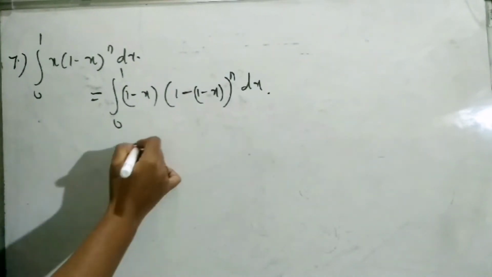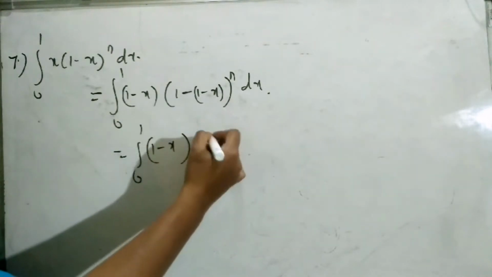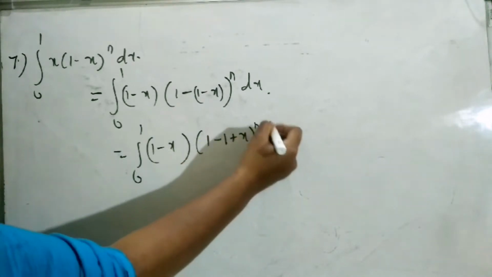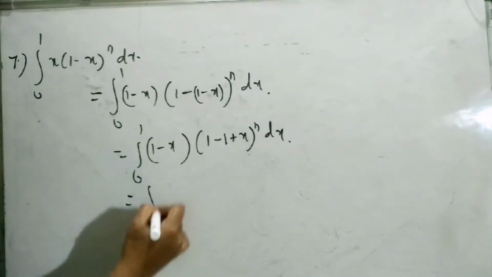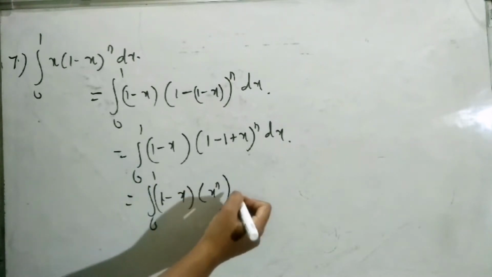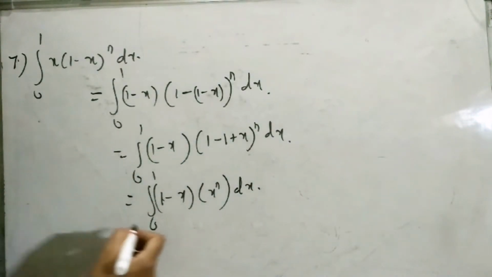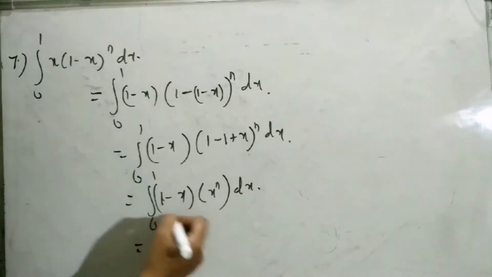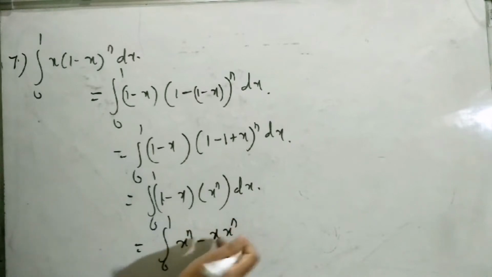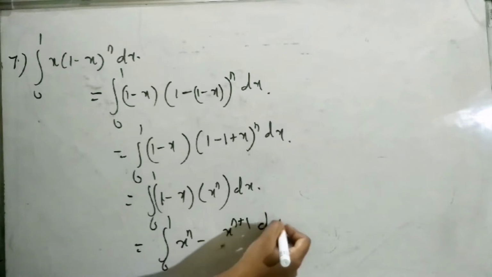And this is equal to integral 0 to 1 minus x into, open that bracket, then 1 minus 1 plus x all raised to n dx. This is equal to integral 0 to 1 minus x into x raised to n, we will get x raised to n dx. Now I am going to open that bracket, that is integral 0 to 1 x raised to n into 1 minus x into x raised to n, that we can write as x raised to n plus 1 dx.